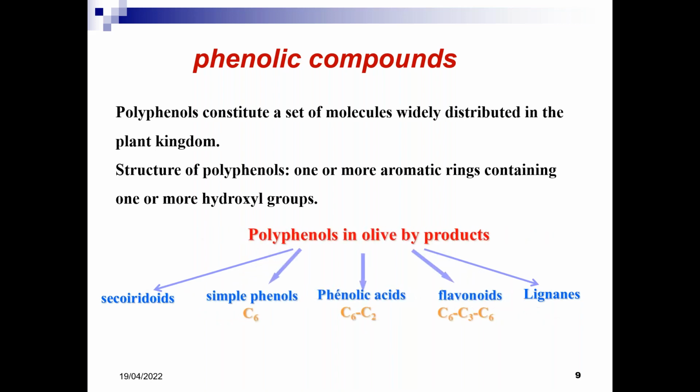Let's talk about phenolic compounds. Polyphenols constitute a set of molecules widely distributed in the plant kingdom. The structure of polyphenols is one or more aromatic rings containing one or more hydroxyl groups. We can find polyphenols in olive byproducts such as secoiridoids, simple phenols with a ring of 6 carbons, phenolic acids, a ring of 6 carbons and 2 carbons of acids, flavonoids, and lignans.